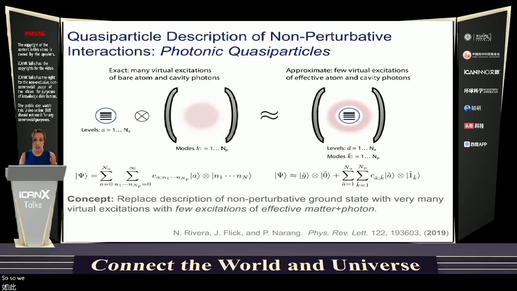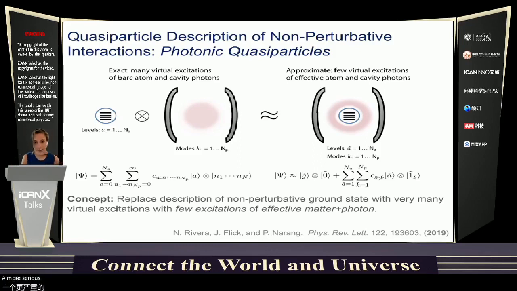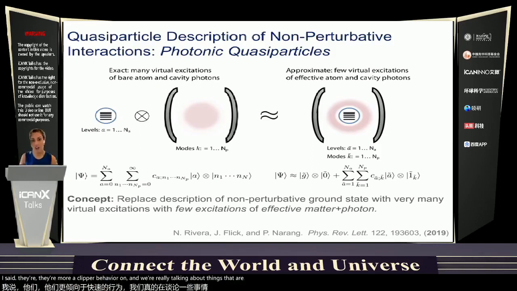So we have this very general ansatz that allows us now to think about a non-perturbative regime, okay? And the word non-perturbative here is important because most theories out there are treating these systems as a small perturbation on, say, their more equilibrium behavior, and we're really talking about things that are strongly non-perturbative here in strong light-matter coupling.